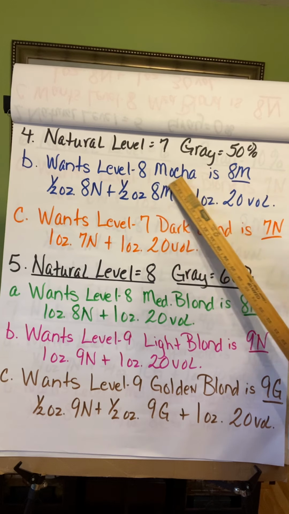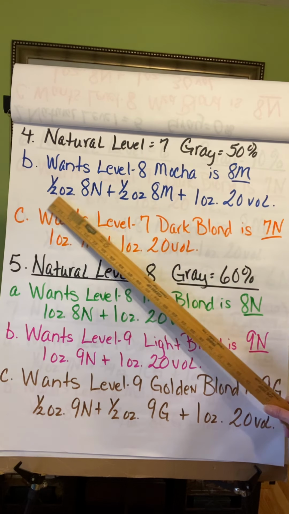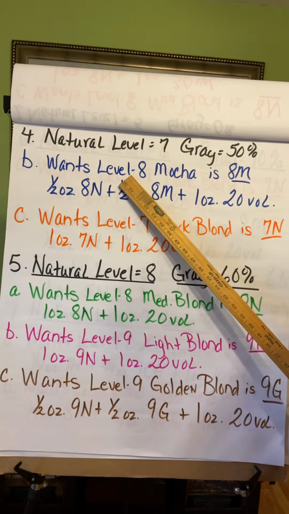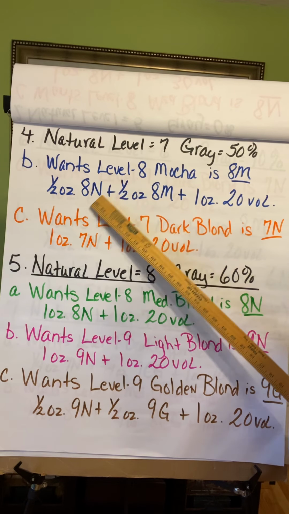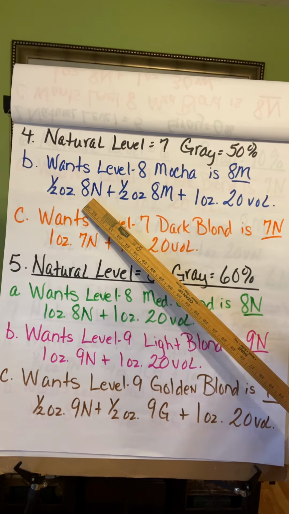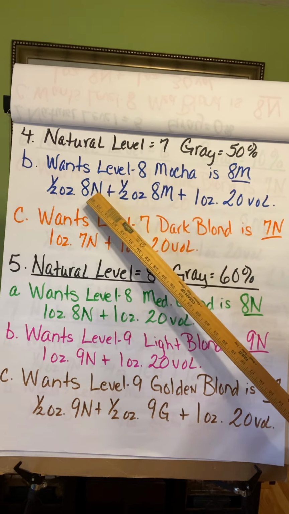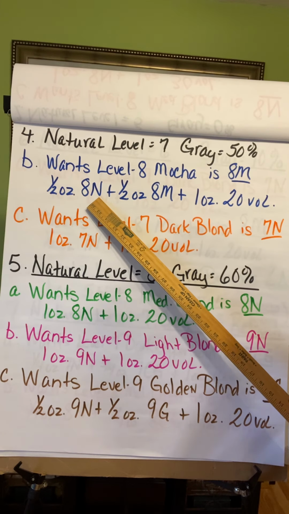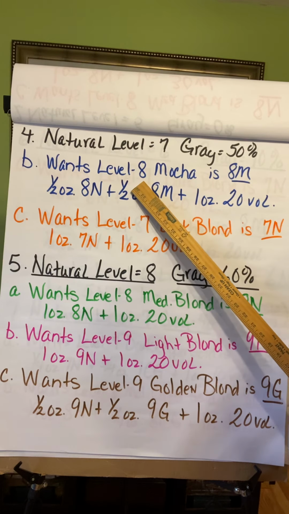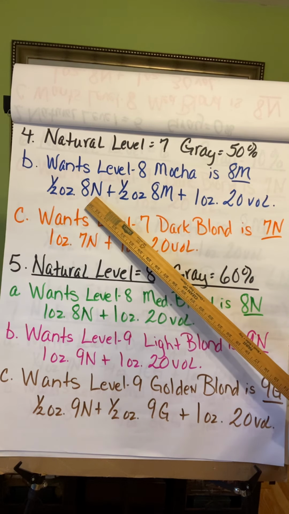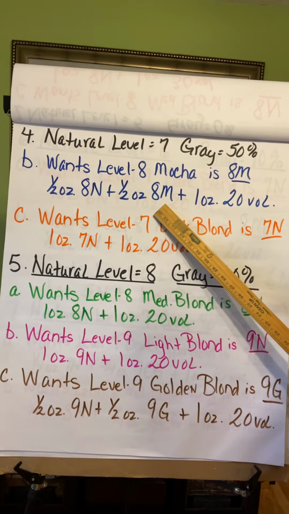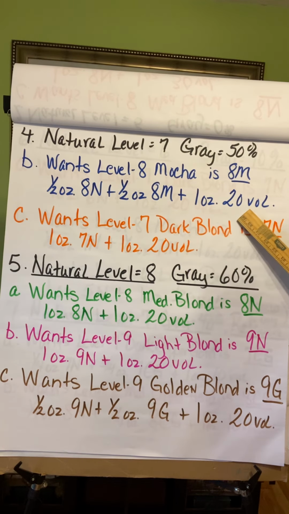So the 8 mocha is written as 8M. I have to add the natural in the same level that she wants. She wants to be a level 8, so I have to add my natural in that level. If you put 1/2 ounce of 7 natural and 1/2 ounce of 8 natural, you're making a level 7.5, which is not what she wants. She wants to be a level 8. So you have to put 1/2 ounce of 8N plus 1/2 ounce of 8 mocha plus 1 ounce of 20 volume. 20 volume because she has 50% gray, and I'm trying to cover her gray completely.